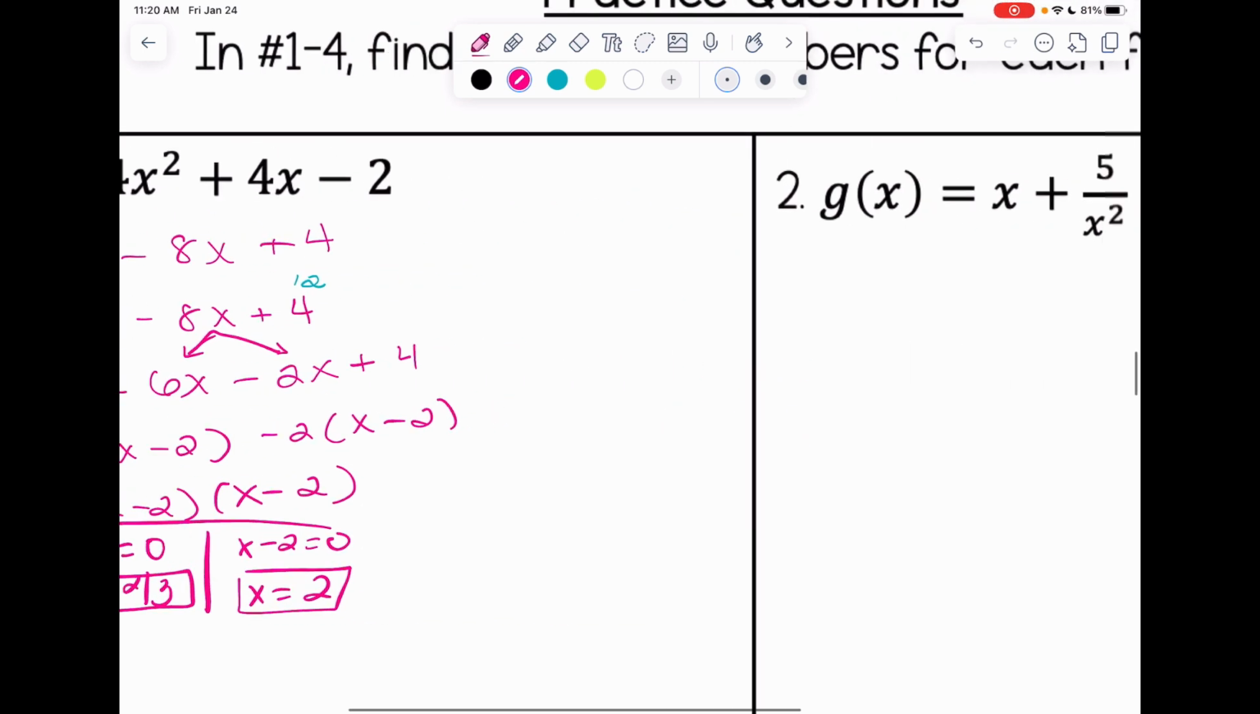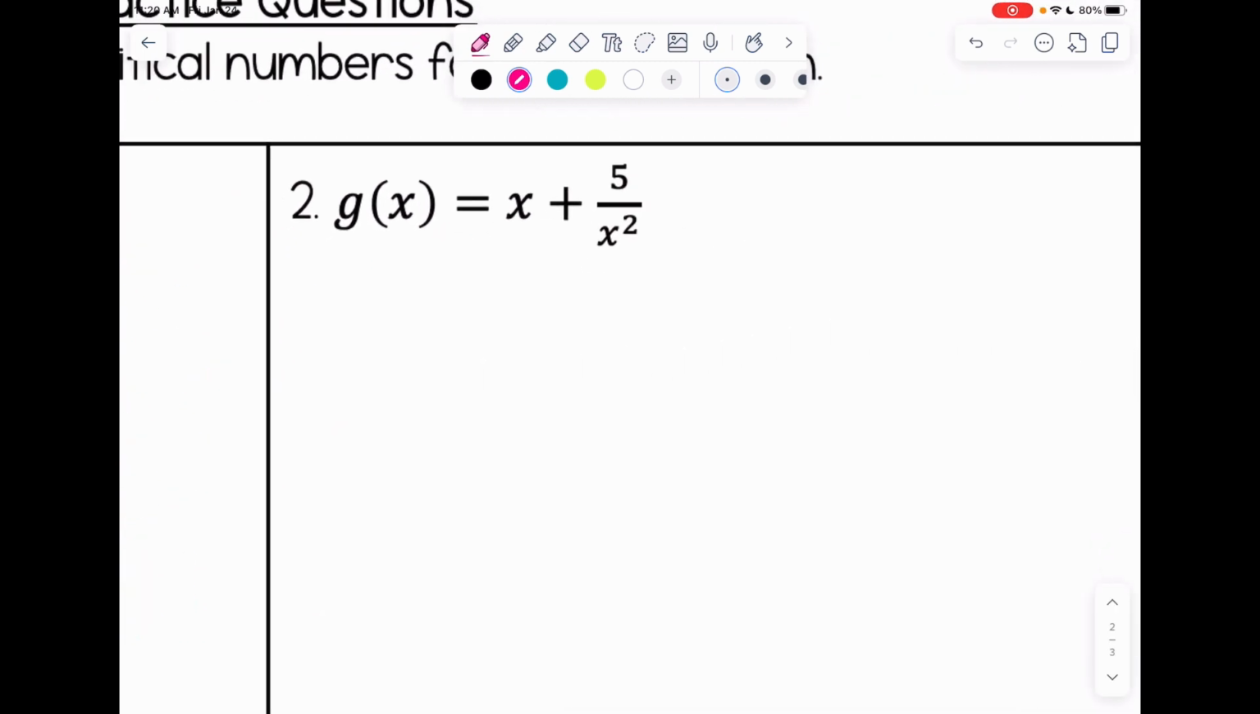Okay, number 2. g of x equals x plus 5 over x squared. We might also think about it this way as x plus 5 times x to the negative 2 power. And that makes it a little bit easier to take the derivative. So if I take the derivative here, derivative of x is 1. Derivative of 5x to the negative 2, bring the negative 2 down, subtract 1 from the exponent, and I have negative 10x to the negative third. And I'm going to also just rewrite this here.